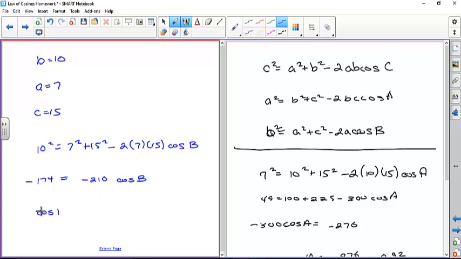So we get the cosine of B is 174 divided by 210, which is 0.828. So B is the inverse cosine of 0.828. So that's 34.1 degrees. Okay, so that's using the law of cosines.